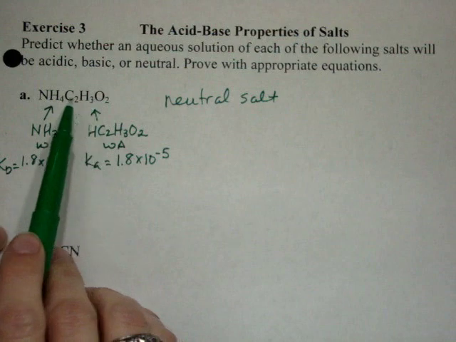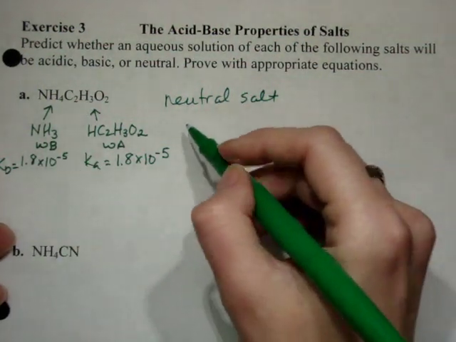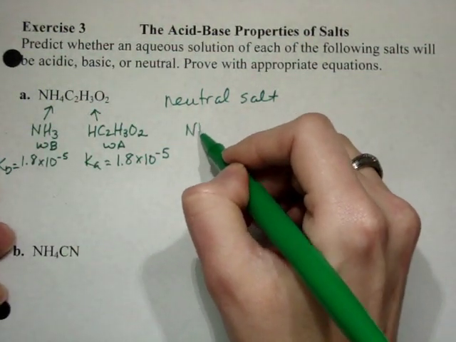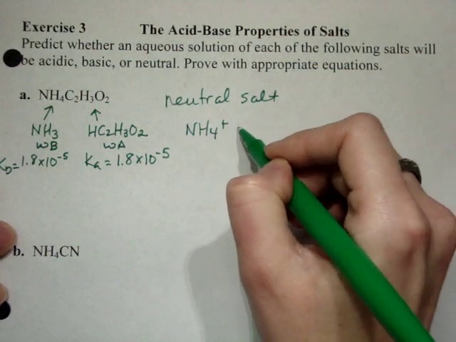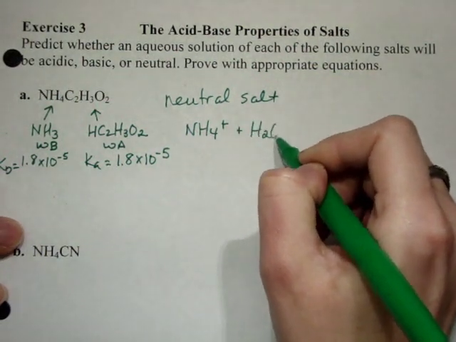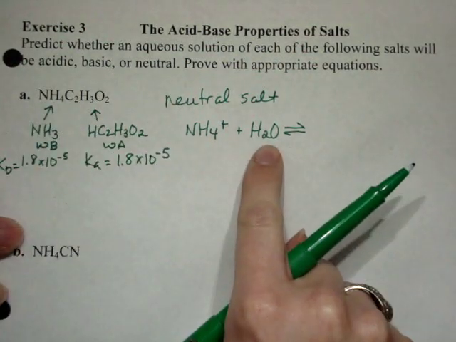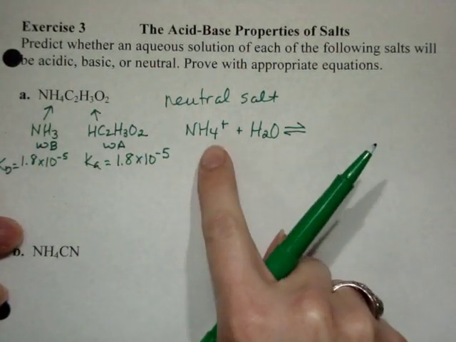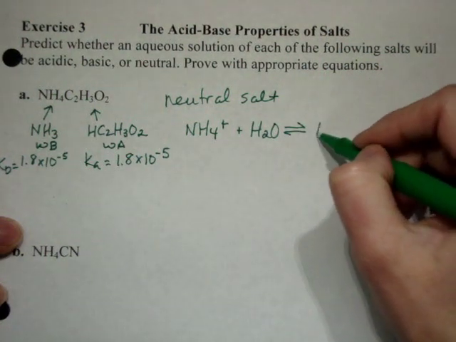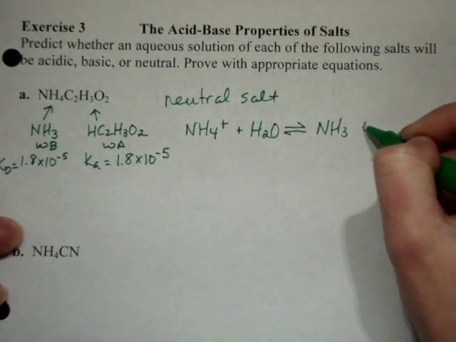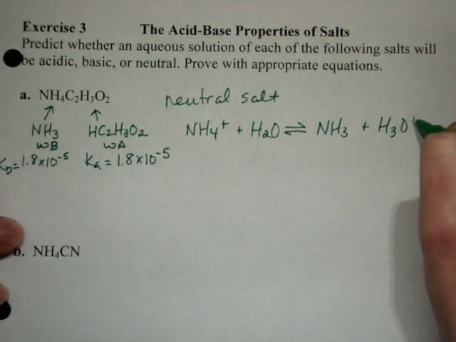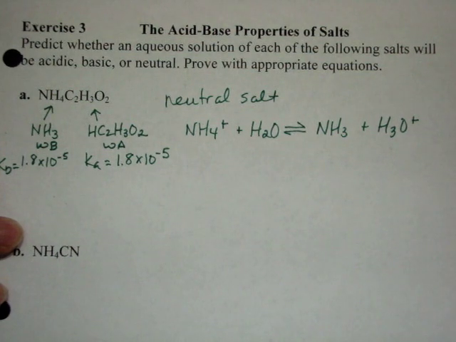However, because they're both weak, they are both going to hydrolyze. So if I truly want to prove it, I need to show both reactions. The ammonium ion reacts with water. It's acting as an acid here, so it gives up hydrogen to make ammonia and hydronium.